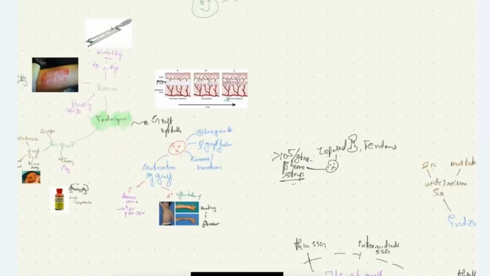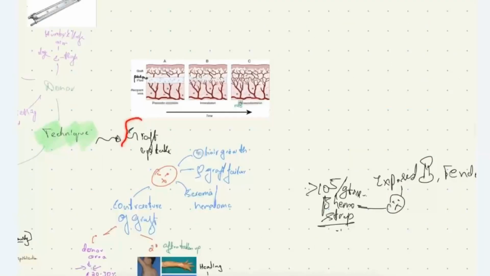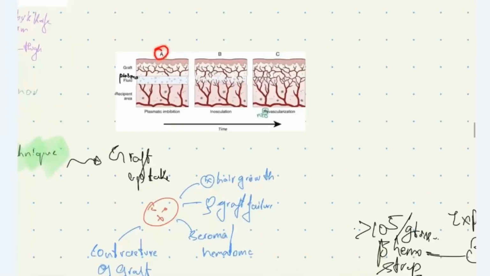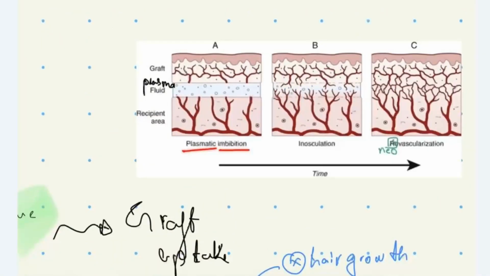Now, what are the phases of graft uptake? Pay attention. In the first stage, there will be plasmatic imbibition. What is the meaning of plasmatic imbibition? Between the graft and the recipient area, fluid will occupy the space between graft and recipient, which is called plasmatic imbibition.